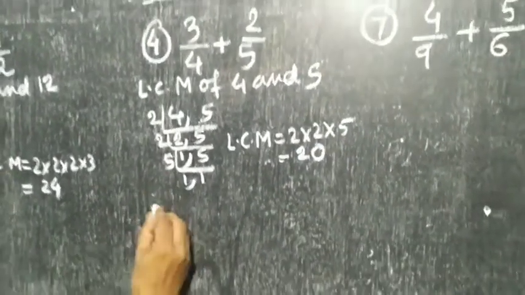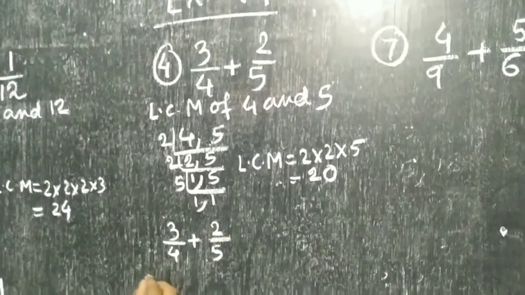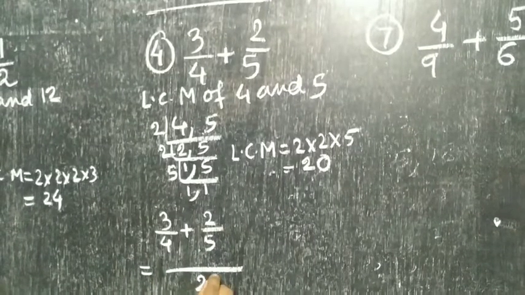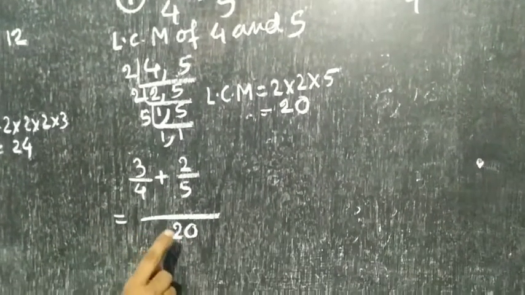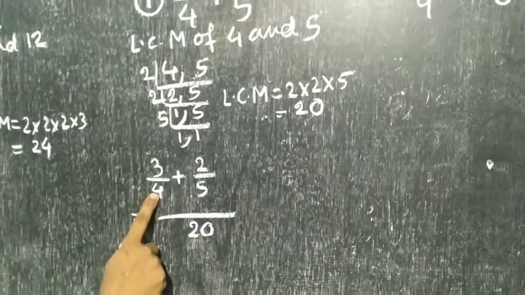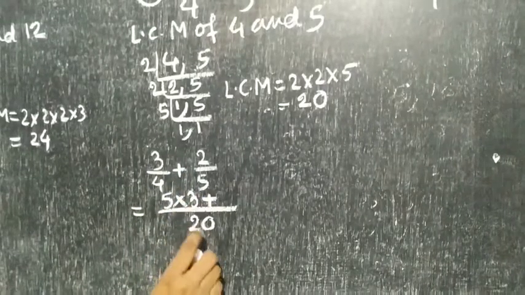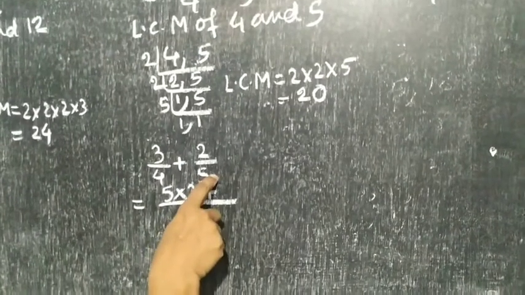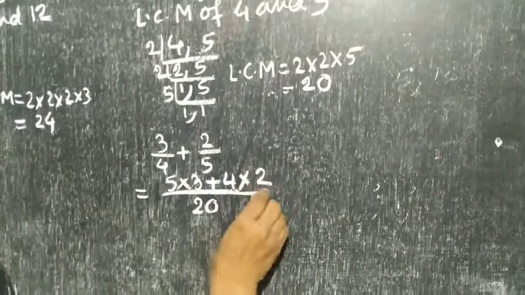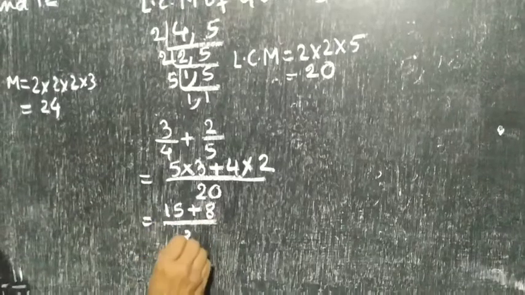20. Now again you write the sum 3 by 4 plus 2 by 5. This is equal to, so what is the LCM? 20. So in the denominator you write 20. Now you divide this 20 by 4. So 20 divided by 4, how much is it coming? 5. So 5 into 3 plus again 20 divided by 5, how much is it coming? 4 into 2. So 5 threes are 15, 4 twos are 8, by 20.